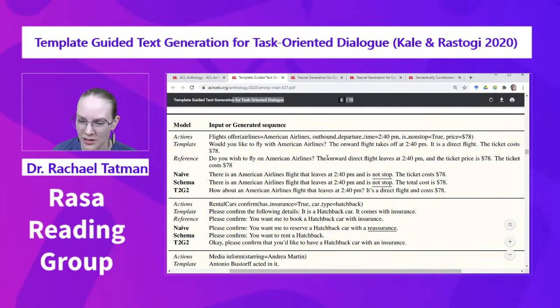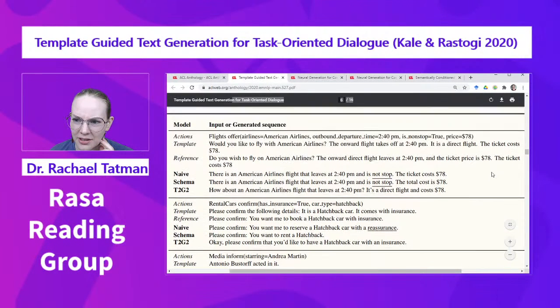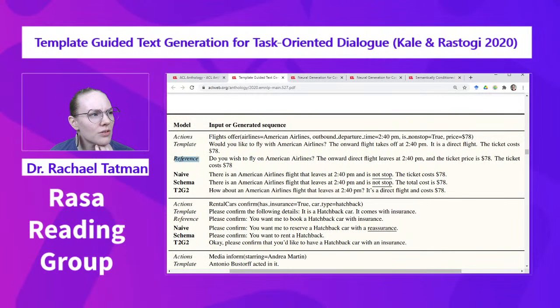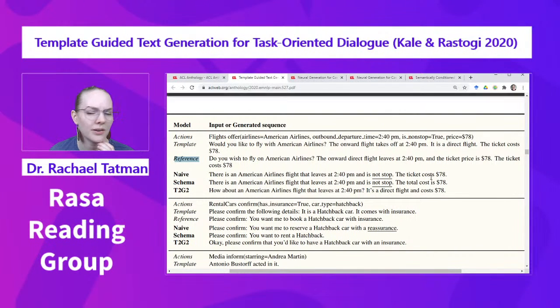Reference: do you wish to fly on American Airlines? The onward direct flight leaves at 2:40 p.m. and the ticket price is $78. The ticket costs $78. So this is the reference for the BLEU score? Huh. There's some weird repetition there.